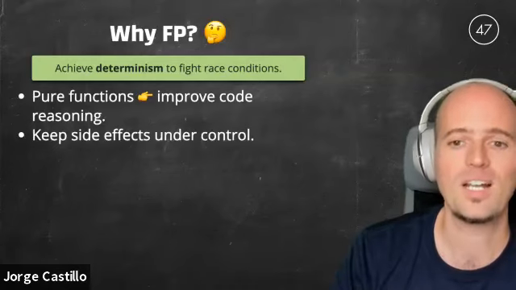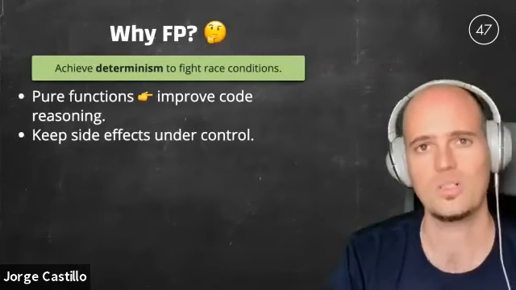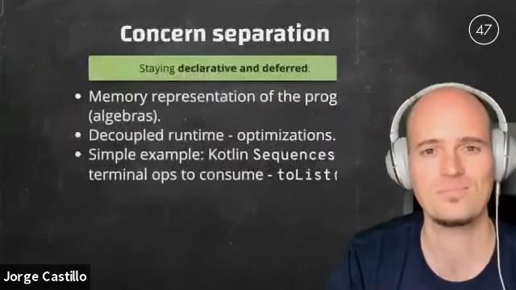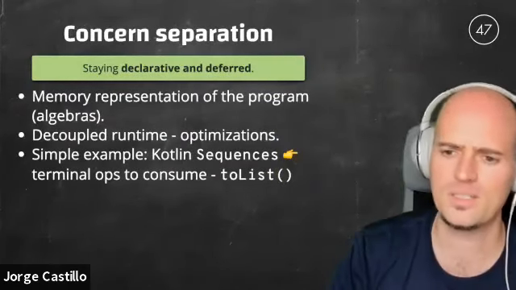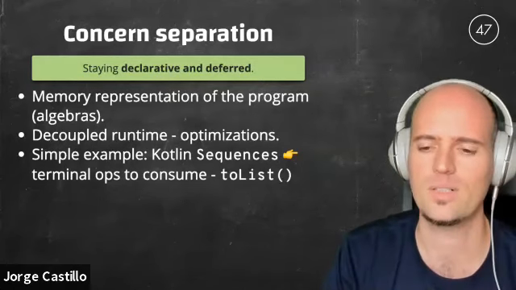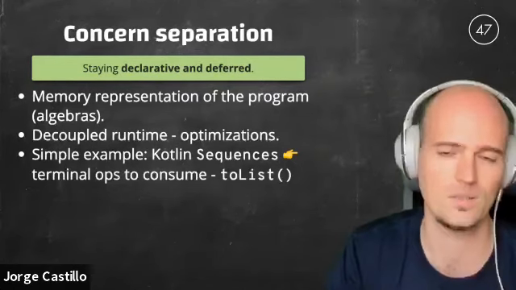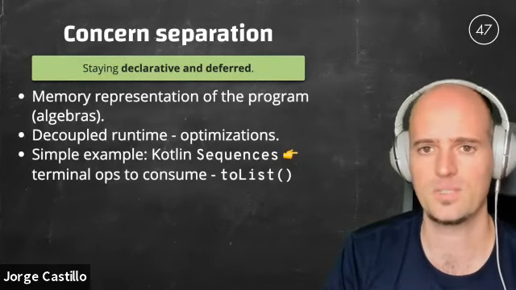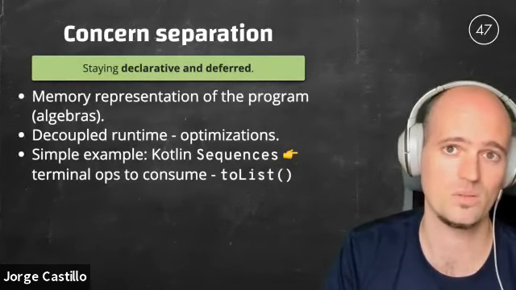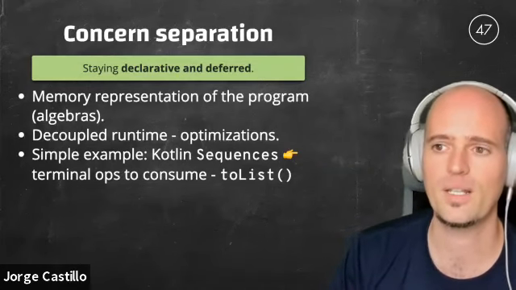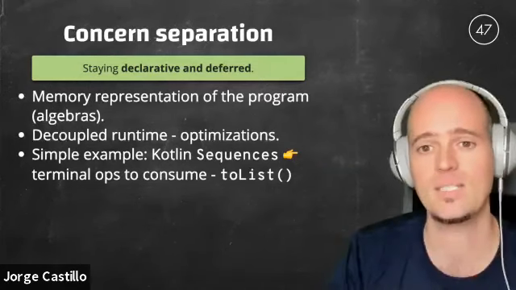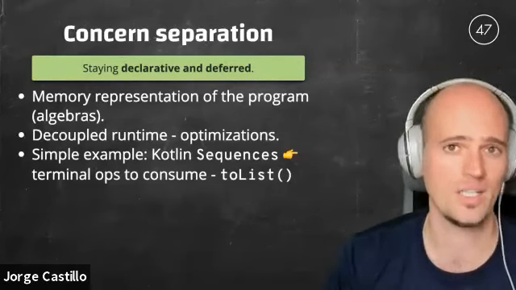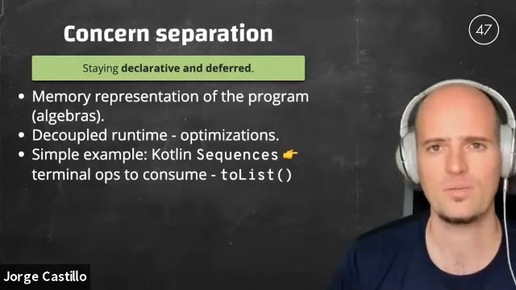So we are also going to learn how to keep side effects under control in our apps, and we will learn why that is a good thing. One of the important things that I would really like to cover is this idea of concern separation that we are going to try to achieve, and it's based on the idea of staying declarative and deferred as much as possible. So we want to have the chance to write our apps as basically declarative, pure, composed logics, and then we want to have a runtime for them.